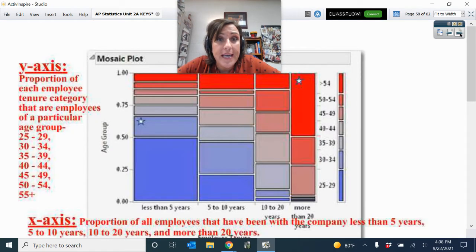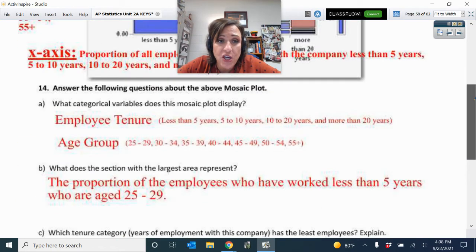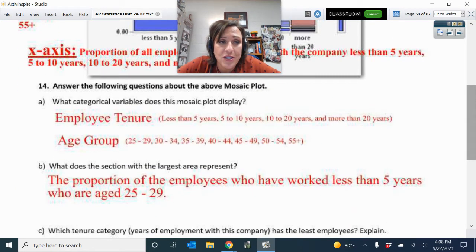All right. Now, let's talk mosaic plots. Big deal. Because I actually want you to make sure you can accomplish identifying and interpreting what the x-axis means and what the y-axis means. Because of what I have here, look at the answers to these questions, number 14. The two categorical variables are employee tenure, which means how long you've been at the job, at that workplace, and then of course age group. It is categorical even though they're numbers, because ages are grouped in a little chunk, which is a category of ages.